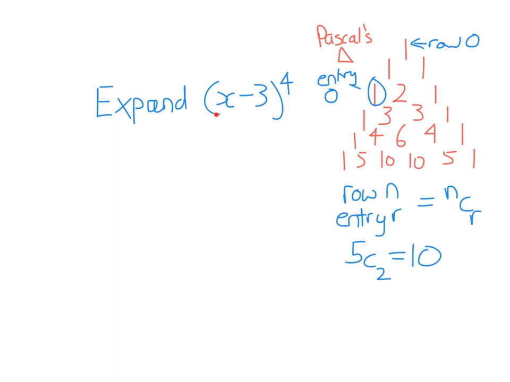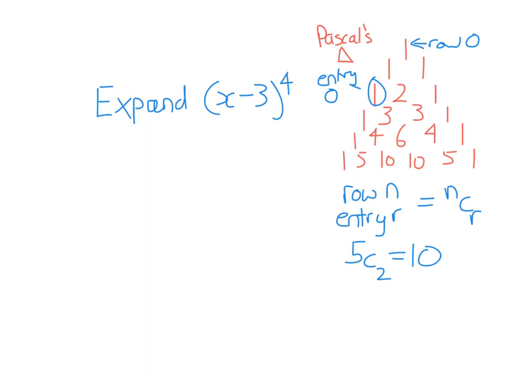So binomial expansions are where you have two terms in a bracket raised to a power. So this is saying x minus 3 multiplied by itself 4 times. Now that would take forever. It takes so long to do without the shortcut. So this is how you expand brackets like this.